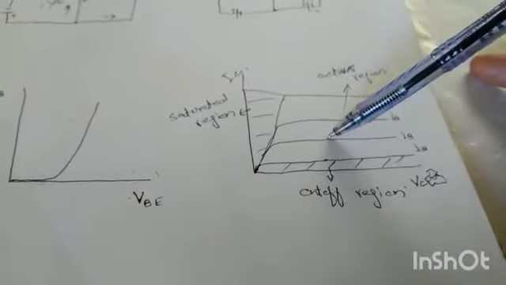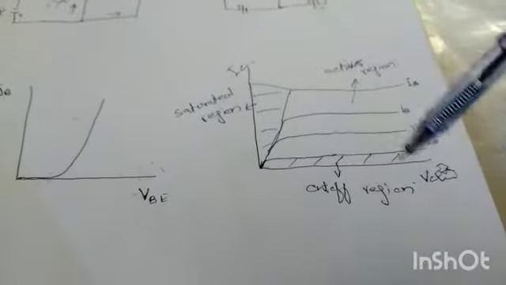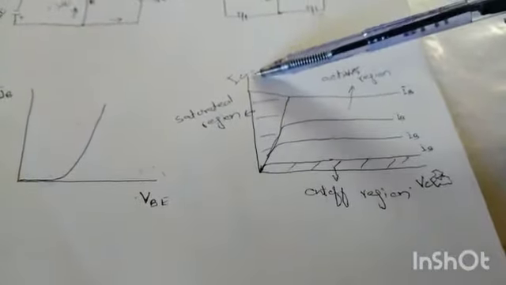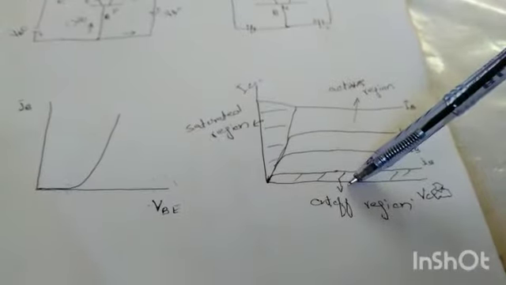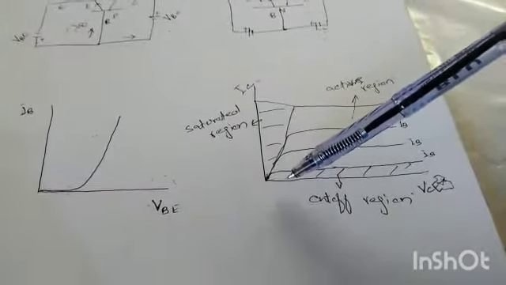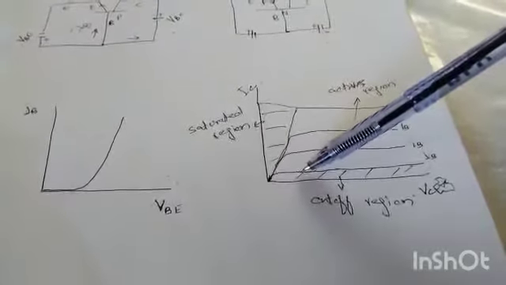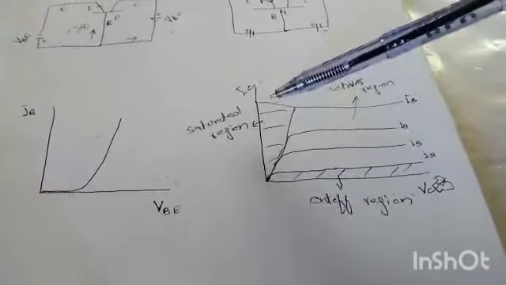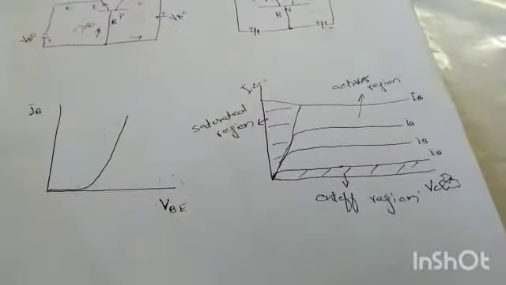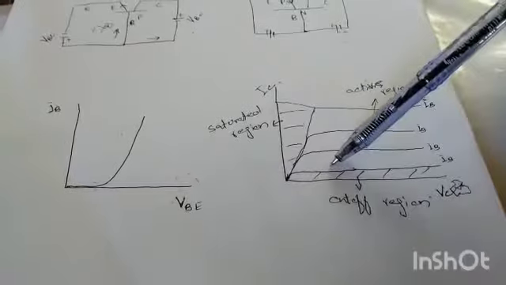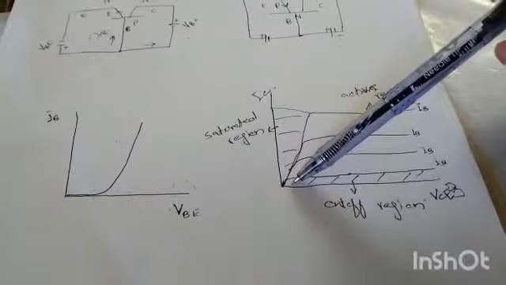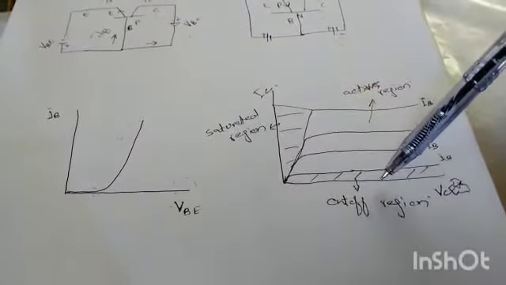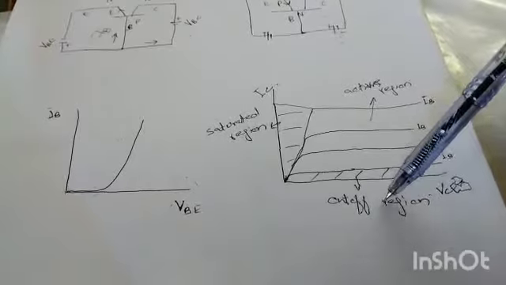So how do we get the output characteristic? By drawing a curve between the output voltage and output current when we keep the input current constant. Initially the input current, that is the base current, is equal to 0. Now when you change the output voltage, there is a change in the output current, but a very small current flows across the output circuit. That region at which the input current is 0 and you get a very small output current, that region you call the cutoff region.